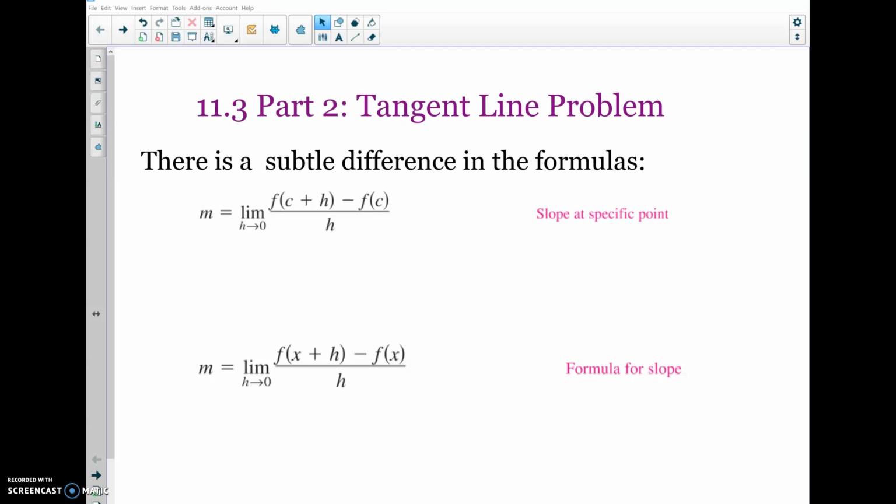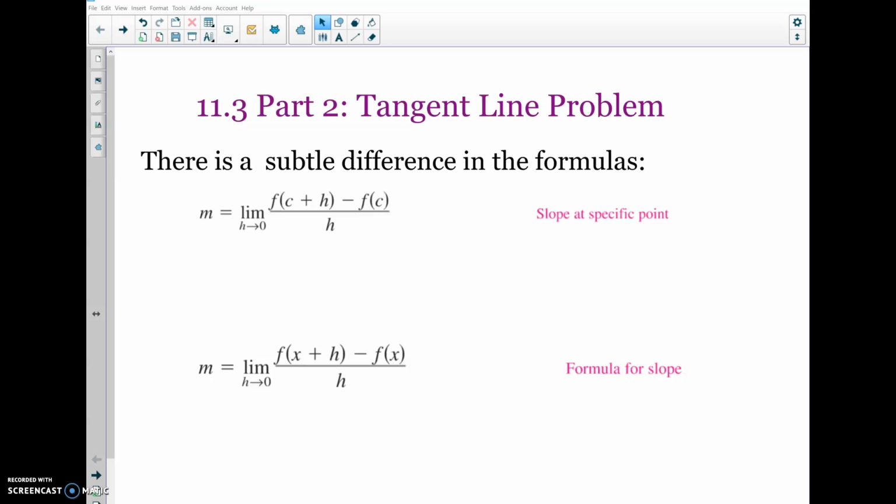Hey guys, so on Monday we talked about section 11.3, the tangent line problem, where we focused on visually looking at a graph and seeing what the slope of the tangent line would be at particular points. We noticed that we made use of that difference quotient that we talked about last week and earlier in the year, and how that relates to the slope of the tangent line of your graph.